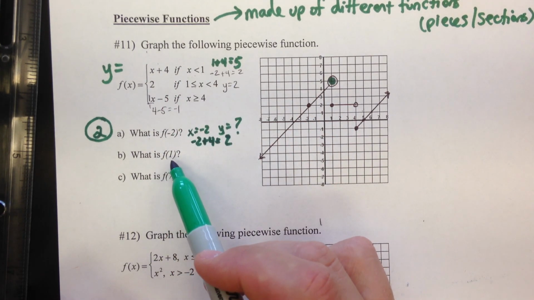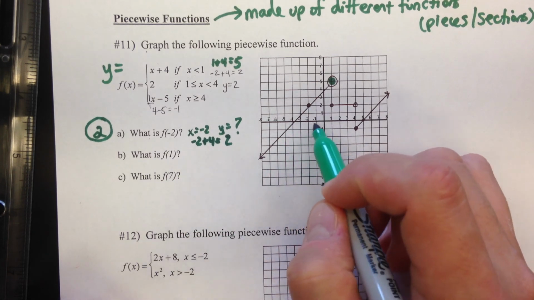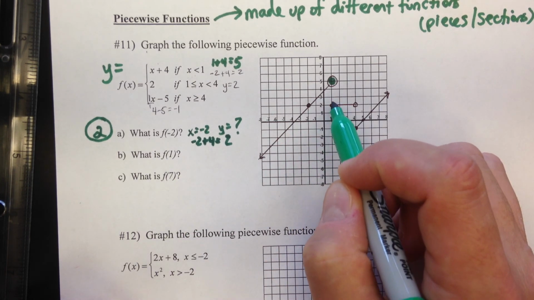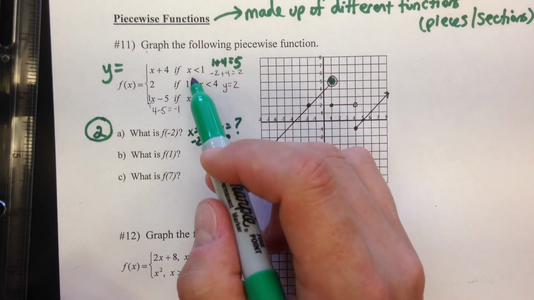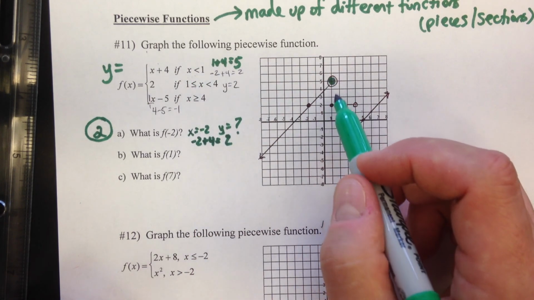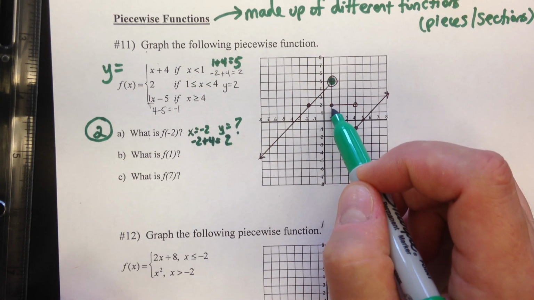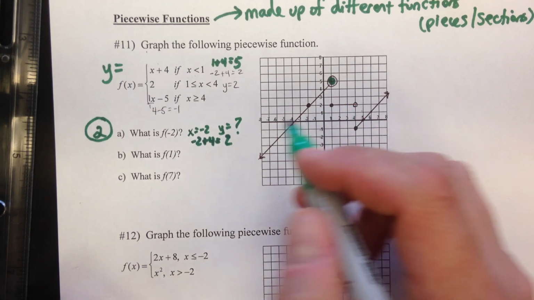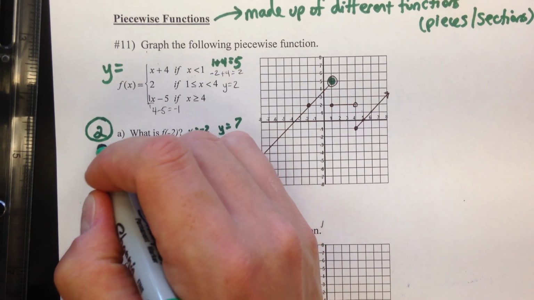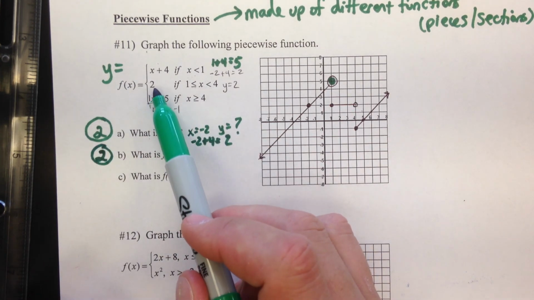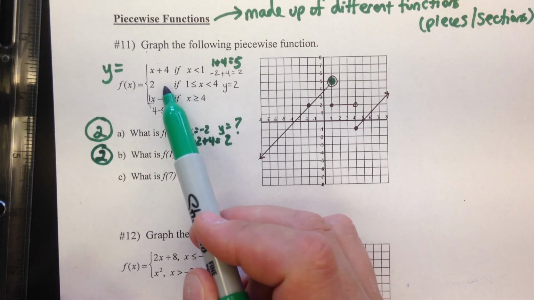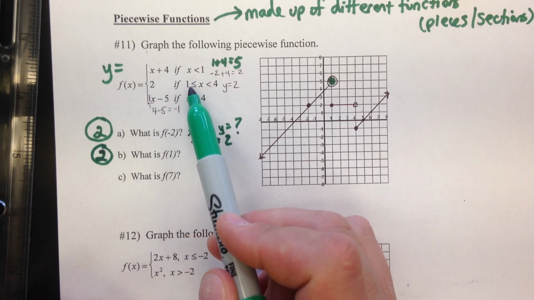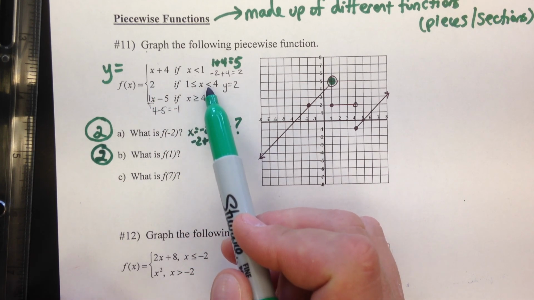What is f of 1? Well, let's go to the graph. When x equals 1, the y value is also +2. Now, it's not 5 because this part was open. This was x less than 1. So I go to the second piece here, and when x is 1, y is 2. And again, if I look at the equation of this piece, it's y equals 2 for this section. So y is always 2 between +1 and +4.